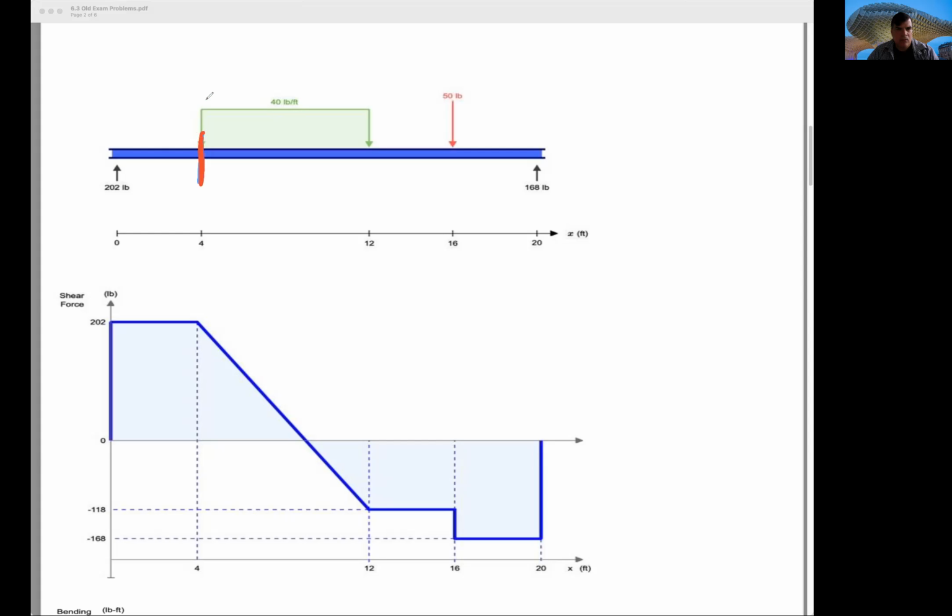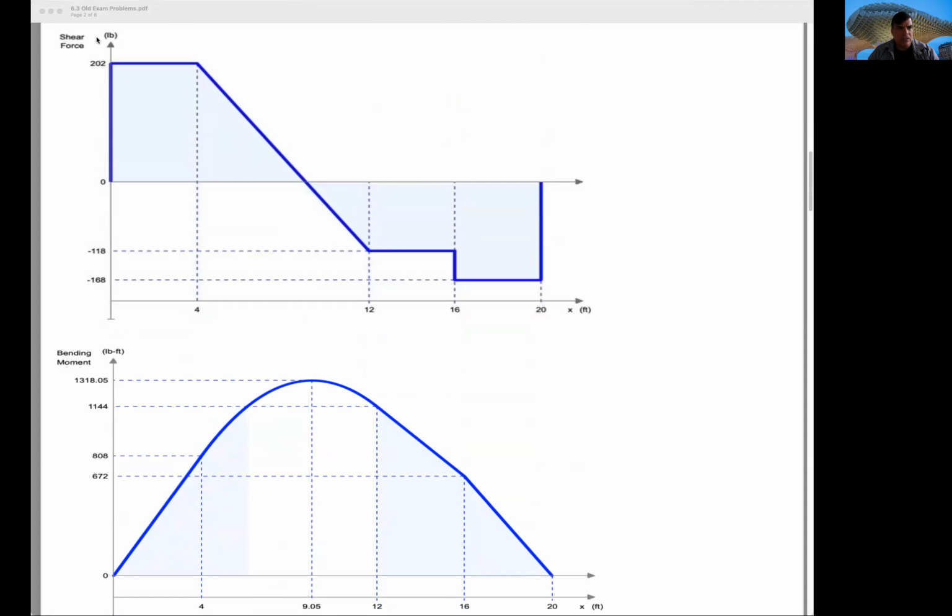The moment will be what we have at the left, that is 202 multiplied by 4. And if we calculate the moment here at 12, for example, it will be equal to 202 multiplied by 12 and 320 multiplied by half the distance. That will be 4. 320 negative multiplied by 4, etc., etc. And that is the same as calculating the areas. It's exactly the same. Well, let's look.